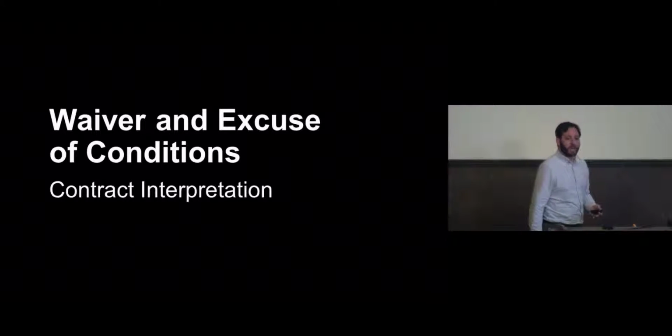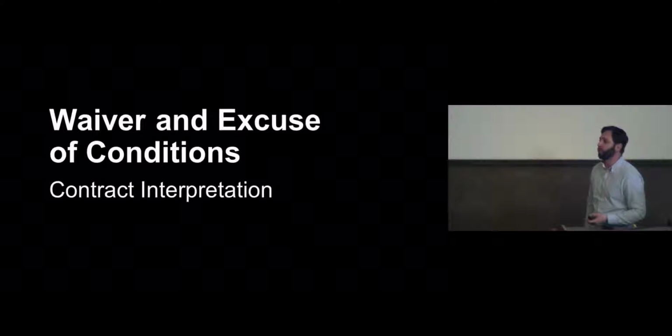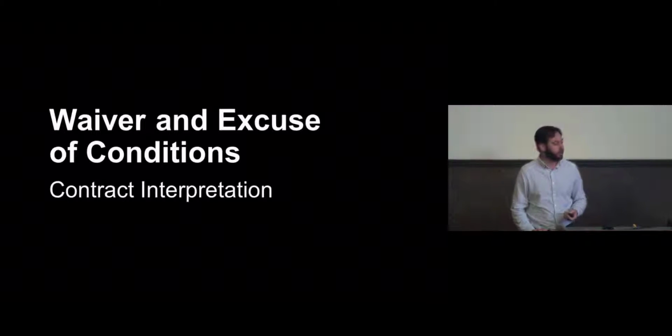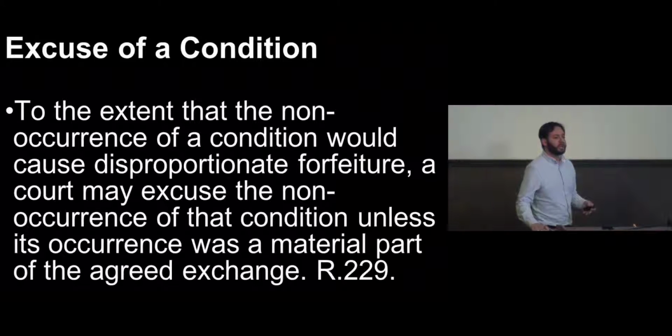Now, since conditions can have this harsh result, sometimes courts will excuse them or find that they were waived, and parties can also waive them voluntarily. The restatement doesn't talk much about waiver. That's more of a doctrine. If you want to look it up in the restatement, it's section 84, and it has to do with contracts without consideration, because waiving a condition is effectively making a new contract with no new consideration. You can do that if you follow the special rules.